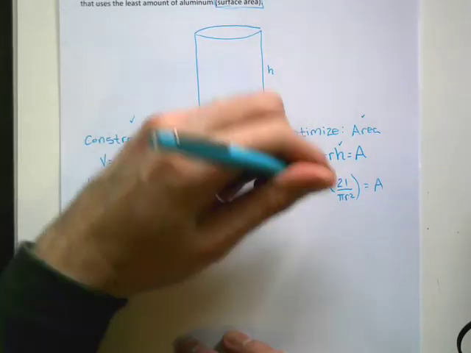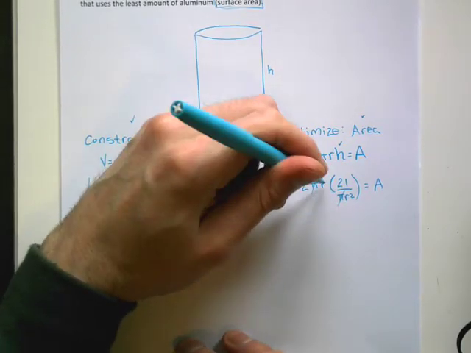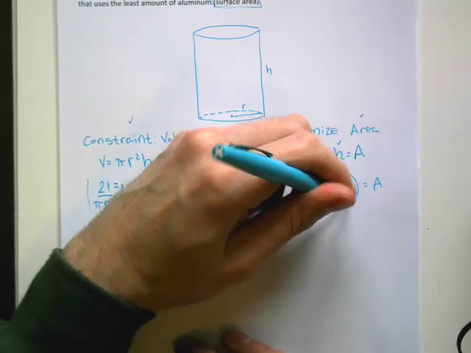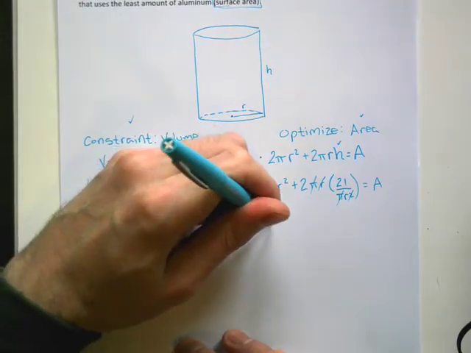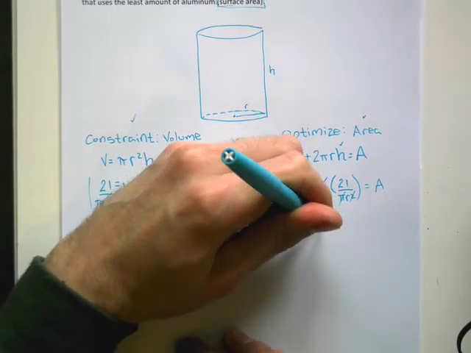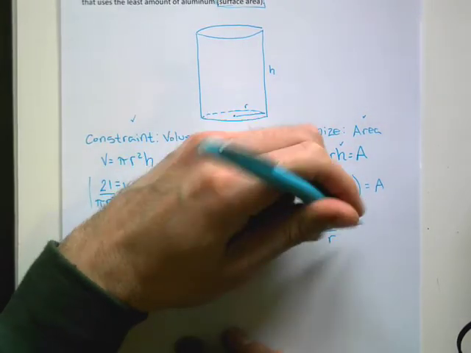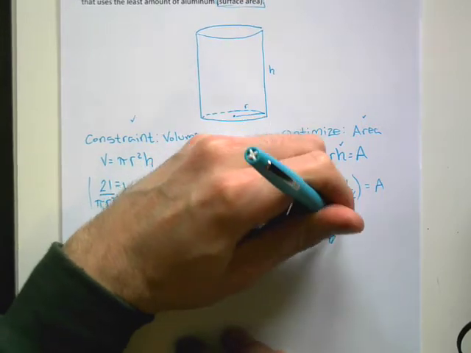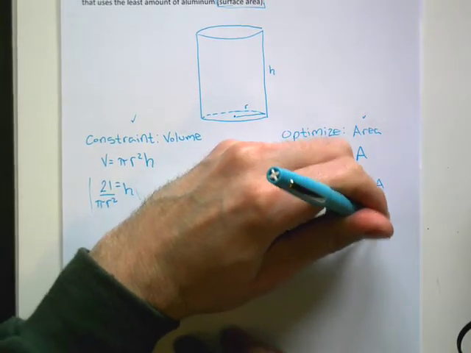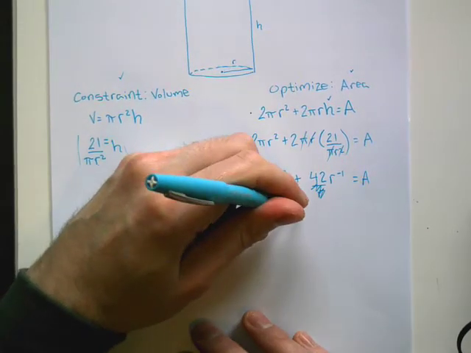And like we said on these problems, you can cancel if you're multiplying and you've got a numerator and denominator. So I've got 1 r in my numerator, I've got 2 in my denominator. So this becomes 2 pi r squared plus 42 over r. Or actually, let's do 42 r to the negative 1 equals a. Again, that negative 1 is going to help me take my derivative.